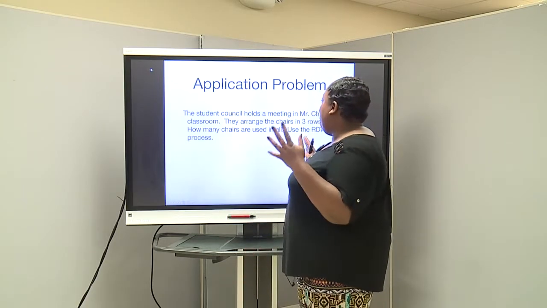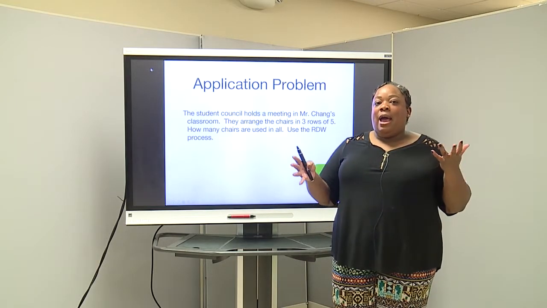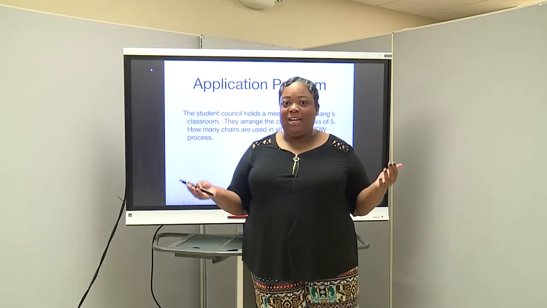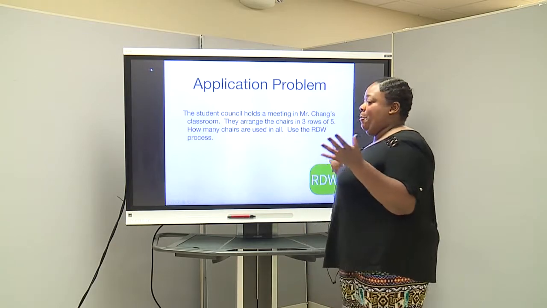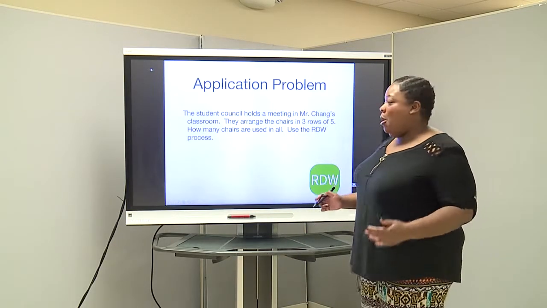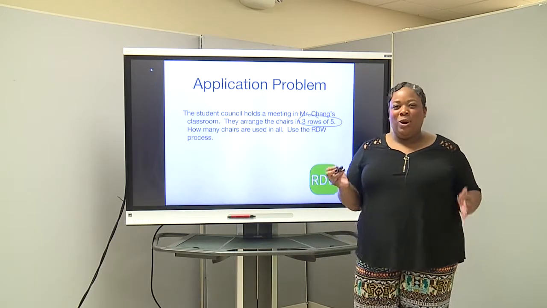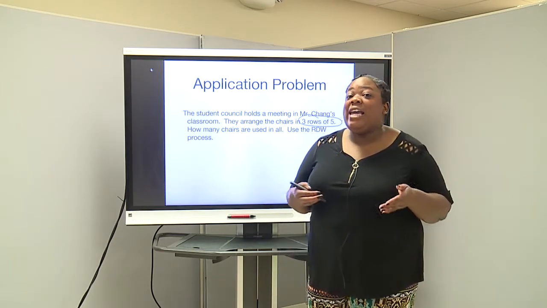So we've already read it. Now we need to find something to draw. Now, I love tape diagrams, but sometimes tape diagrams are not the best picture to draw to help you solve a problem. In this case, a tape diagram wouldn't be effective. One of the things that tells me what I should draw is this right here. 3 rows of 5. What does that sound like to you? To me, that sounds like an array.